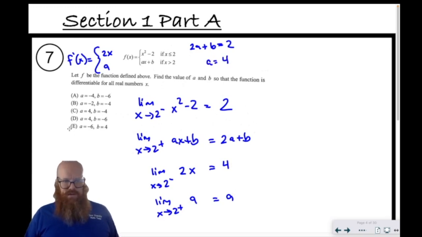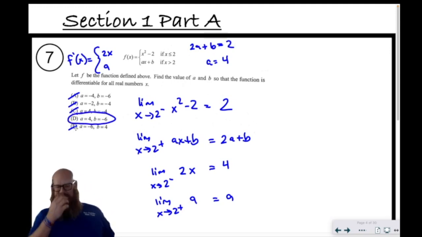All right? So that gets rid of this one and this one and this one. And then when I plug in 4, 8 plus what is 2? That's going to be negative 6. So the answer is D.